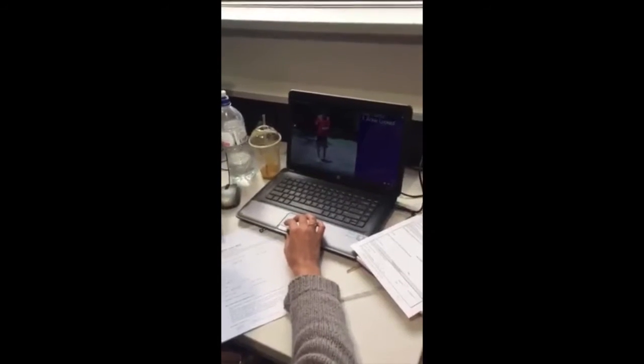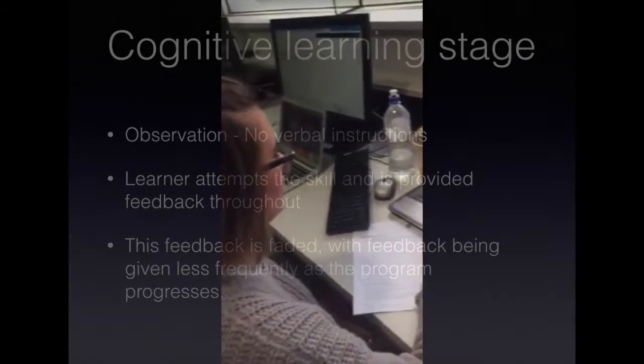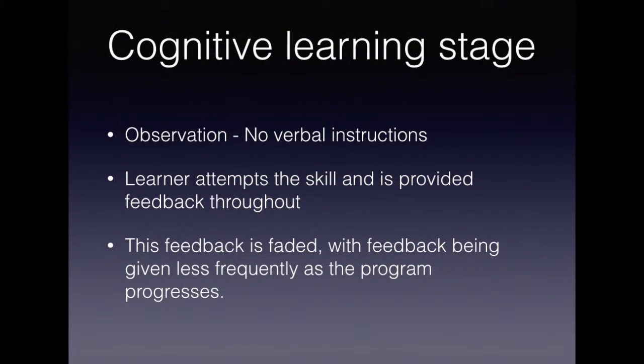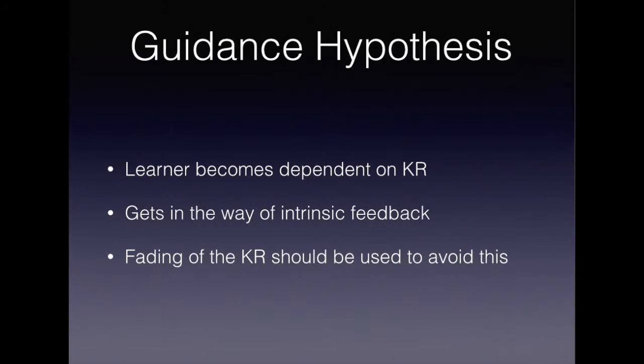As the learner is in the cognitive stage of learning, they must first observe the task with no verbal instructions. The learner then attempts the skill and is provided feedback throughout. Across the program, the feedback is then faded out in order to avoid the guidance hypothesis. The guidance hypothesis is when the learner becomes overly dependent on the feedback and is therefore unable to problem solve on their own. This is avoided by gradually providing less feedback.